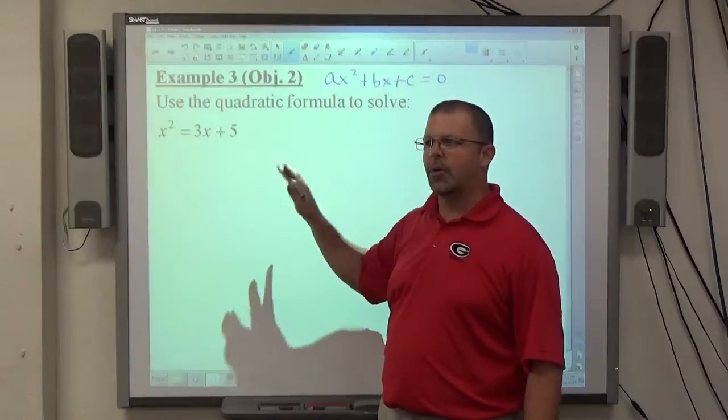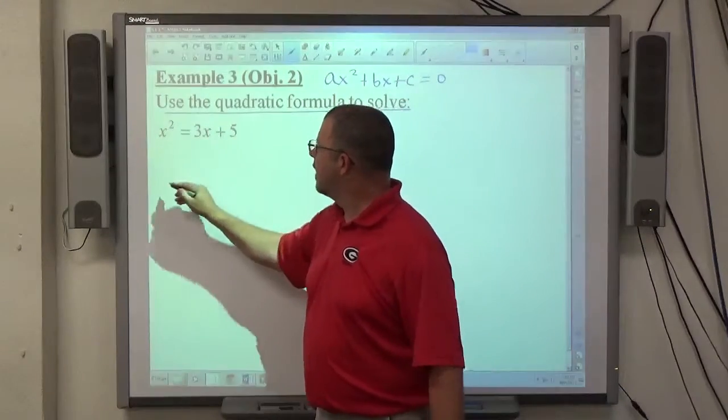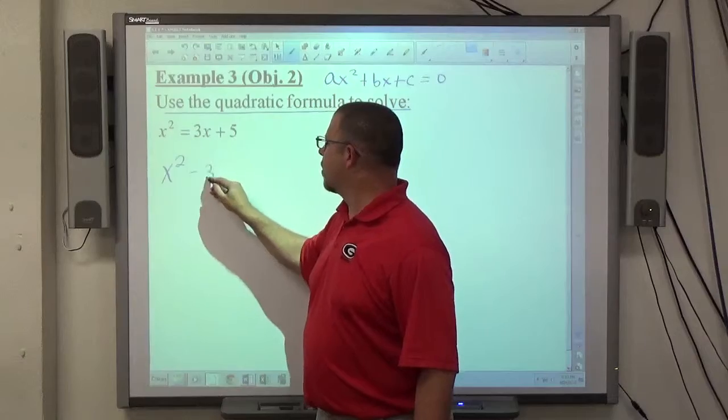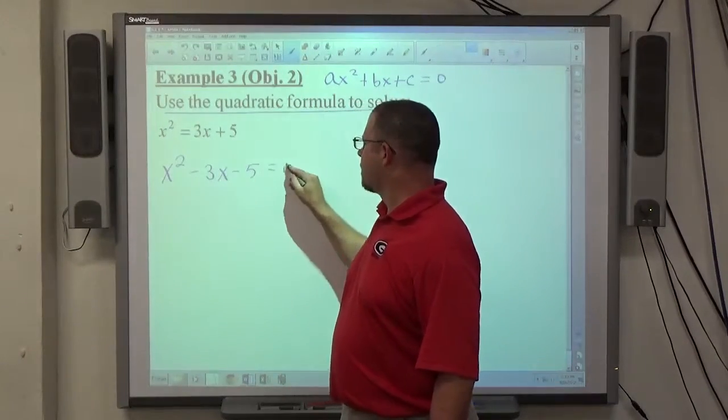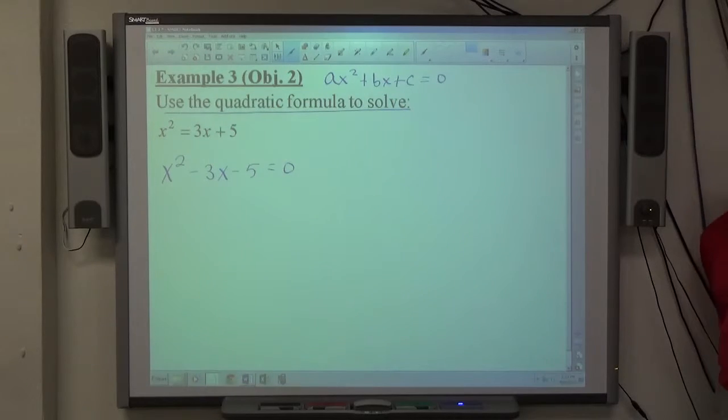So the first thing I want to do anytime I use the quadratic formula to solve a quadratic equation is get it in descending order equal to 0. That is the first priority. It will not work unless you do that. So make sure that you always start off with that step.